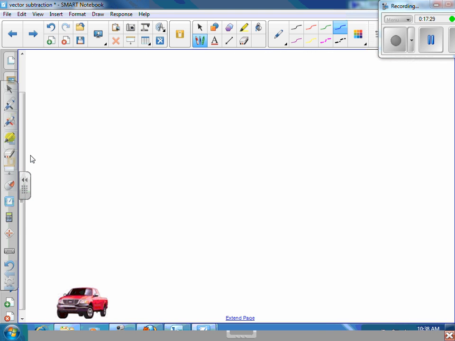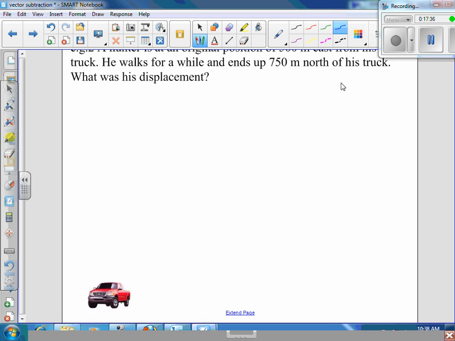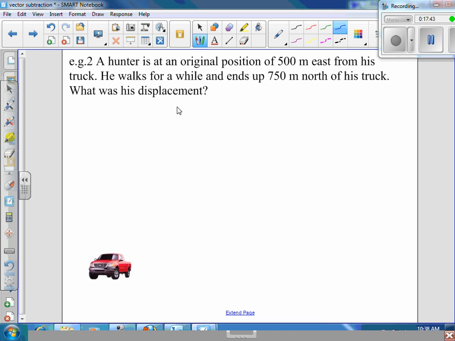Okay. So I'm going to use, oh, I've zoomed in quite a bit here. Here's my example. A hunter is at an original position of 500 meters east from his truck. He walks for a while and ends up 750 meters north of his truck. What was his displacement? Jot that down, because we're going to do this example. What's the truck there for? Well, what's the origin? Really good shot. The truck is the origin. It's my reference point, we might say, too, right? This is my origin. It's my 0, 0.